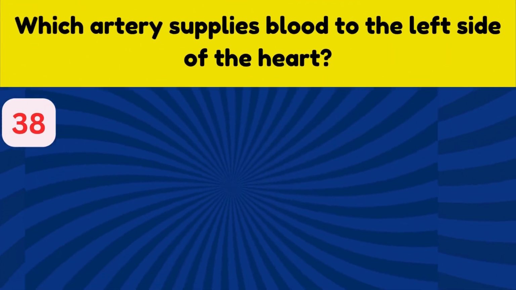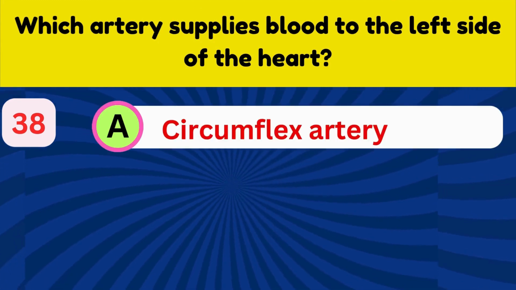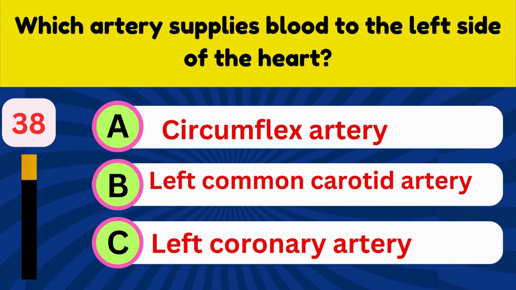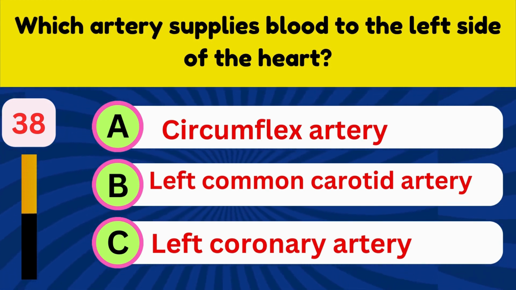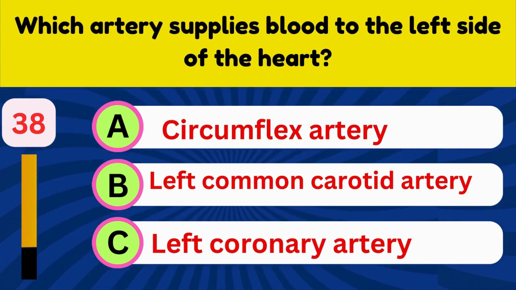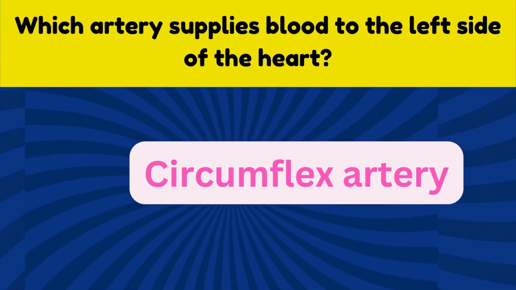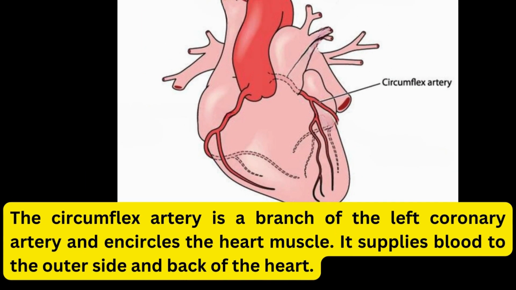Which artery supplies blood to the left side of the heart? Circumflex artery. The circumflex artery is a branch of the left coronary artery and encircles the heart muscle. It supplies blood to the outer side and back of the heart.